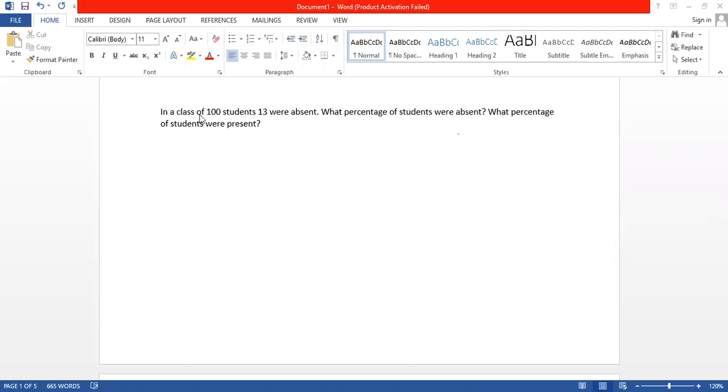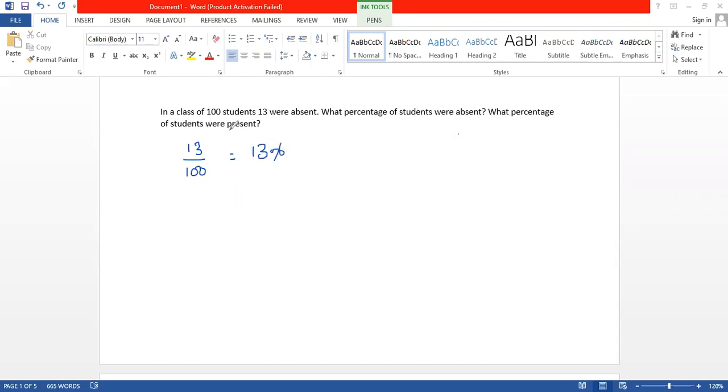Now, these are some practice questions. The first question says, in a class of 100 students, 13 were absent. Okay, so let me put the annotation. What percentage of students were absent? If you want to know the percentage of students that were absent, that means 13 were absent out of 100. That means 13% were absent.